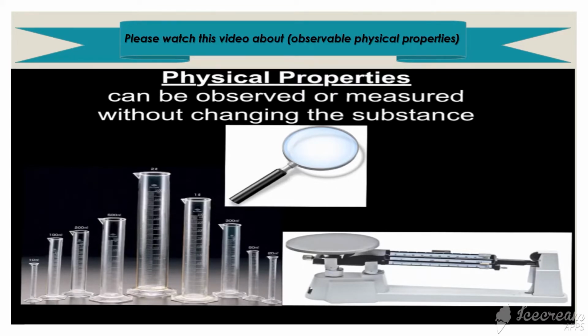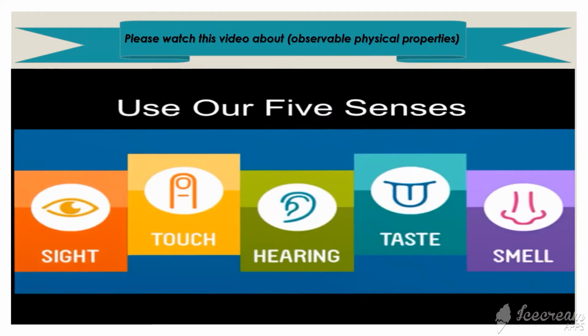Now that we know that matter is anything that takes up space, meaning it has volume, and it has mass, now we need to understand what physical properties are. So physical properties is anything that can be observed or measured without changing the substance. So today, we're only going to focus on those observable properties of matter.